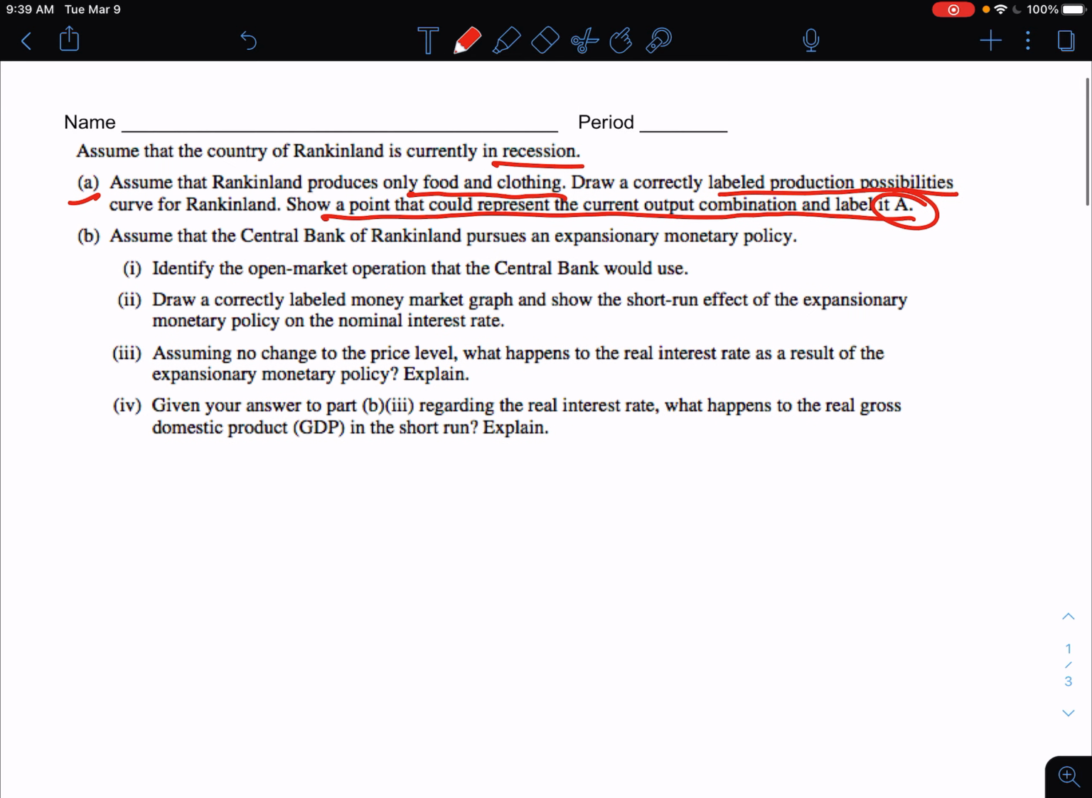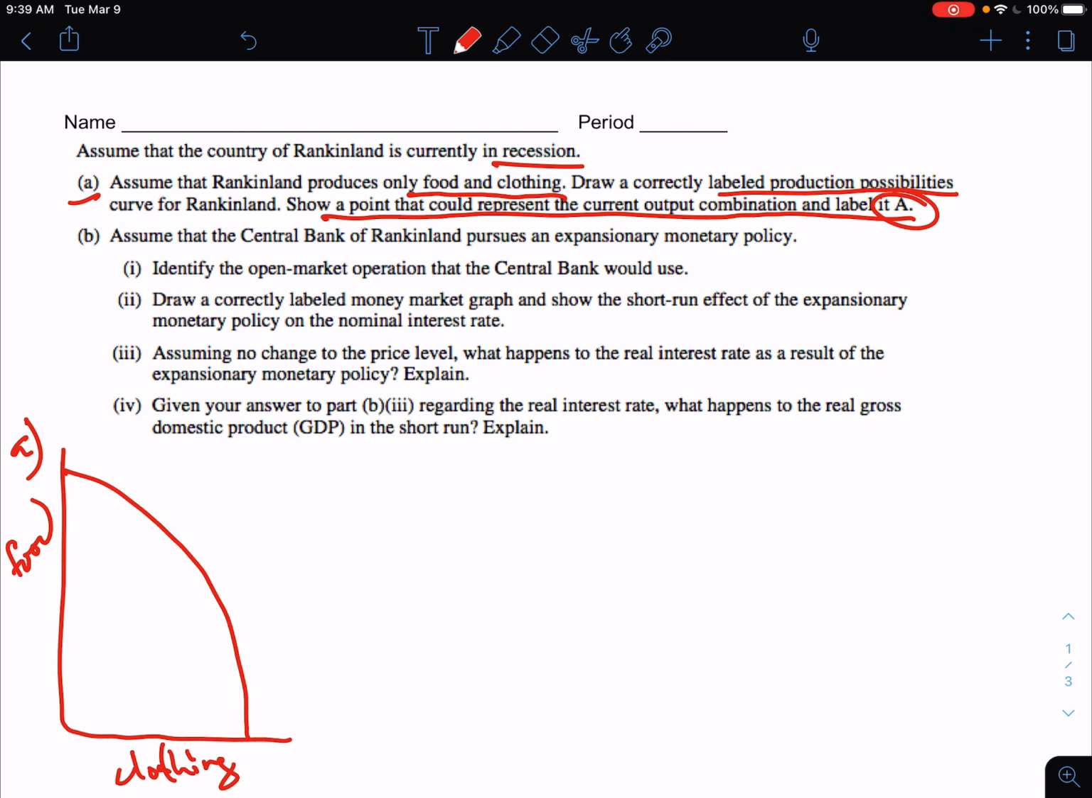All right, so remember your PPCs are always just going to have your two items. So food on one side and clothing on the other. It doesn't actually matter which one is on which graph. Then you just have your line connecting them. It can be straight or curved. We don't have any information about the substitutability.